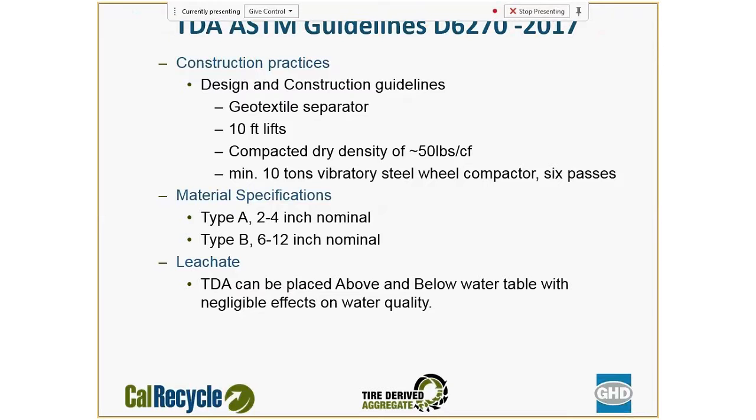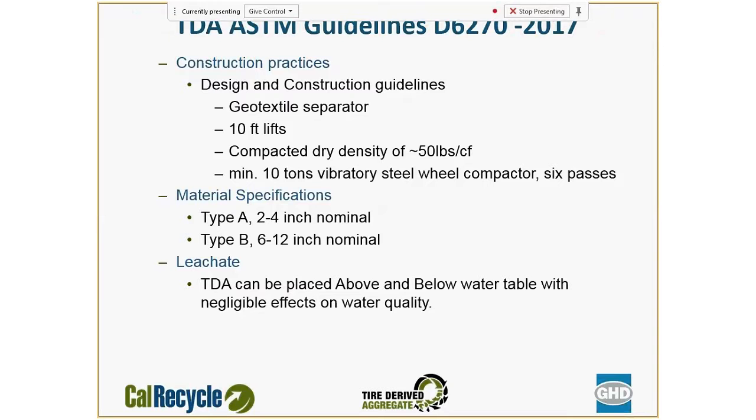There are 2 types in the ASTM guidelines, type A and type B. They're relatively, it's about nominal size. And what we have found, I'd say this on the side kind of, is that there really isn't a difference. It's all about constructability. So 6 to 12 inch nominal pieces, it's going to have about the same properties and all of the engineering values you want as a type A. So in California, we're steering towards changing that or suggesting changes to that so that there's just TDA.